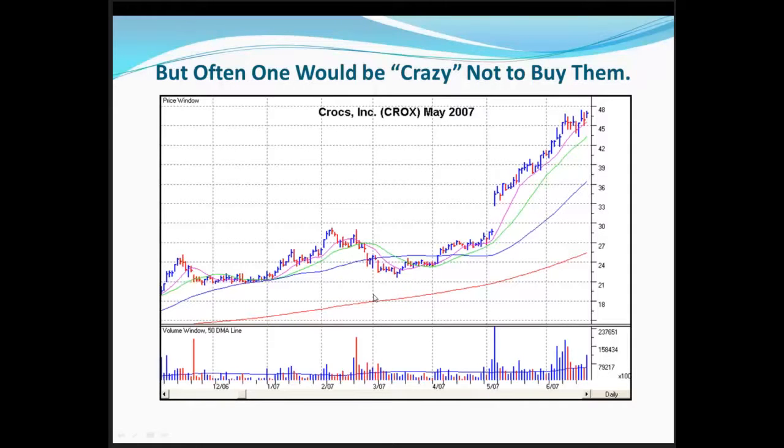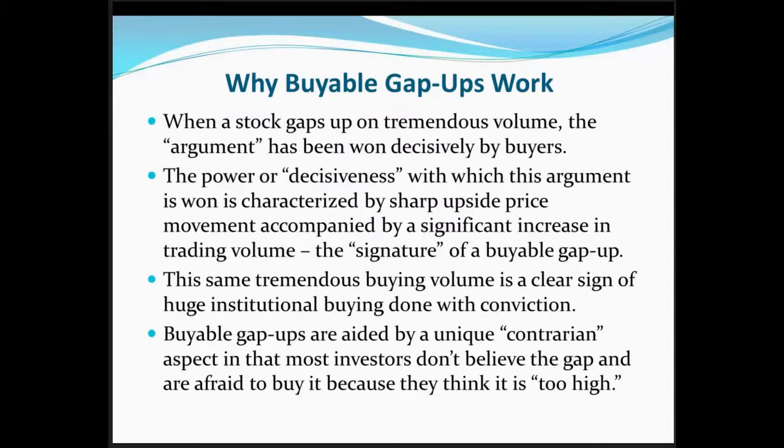So what we find is when these work, oftentimes they do presage or launch a major move in the stock. So why do they tend to work? Well, first of all, if you think of a buyable gap up as really a sort of a conclusion to an argument between buyers and sellers, when you see a stock gapping up on tremendous volume, then the argument has basically been won decisively by the buyers. So the power or the decisiveness, you might say, with which this argument is won is characterized by sharp upside price movement accompanied by a significant increase in trading volume. So this is basically what you might call a signature, the signature of a buyable gap up.